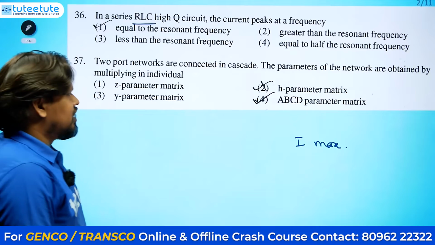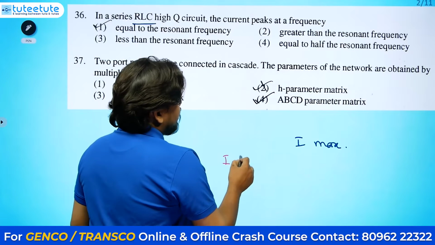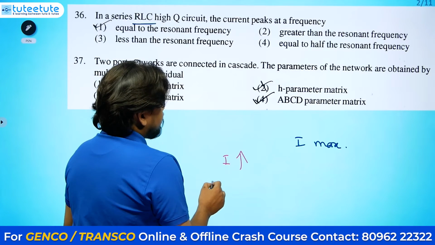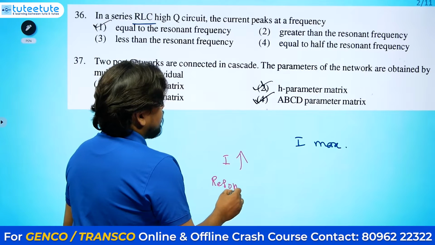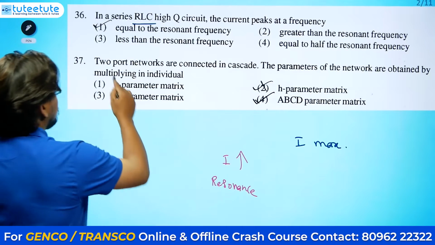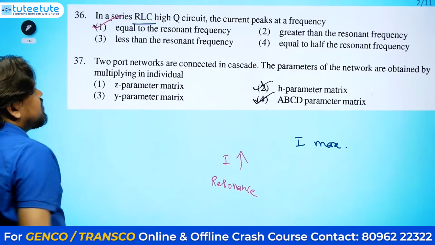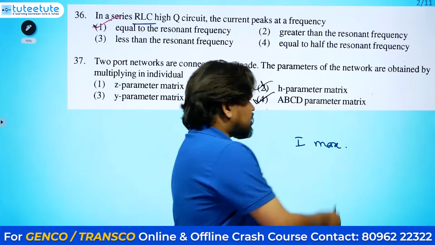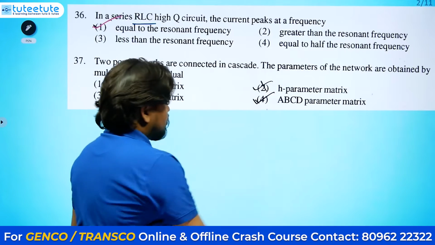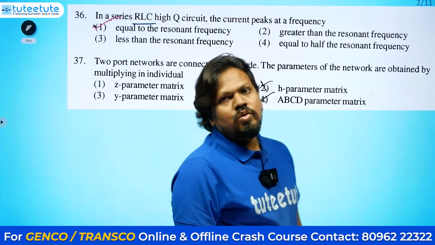Okay, so no need to think. When will the current be maximum? During resonance condition. So during resonance condition, directly we have to answer: when the frequency is equal to the resonating frequency, that's what we have to answer to that question. But we need to understand something more from this question, right?